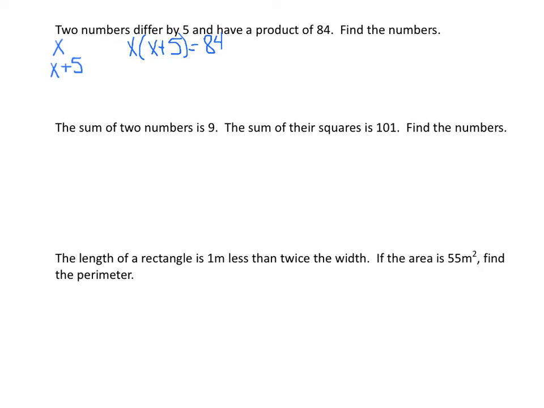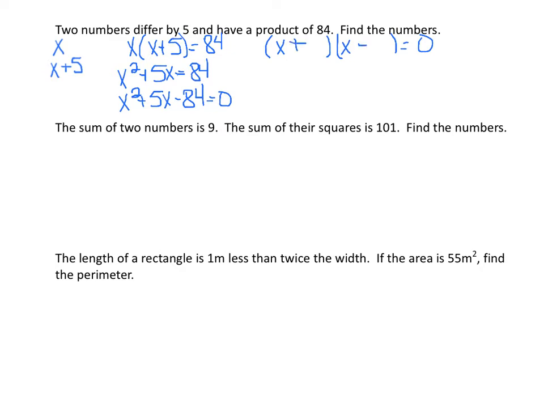So what I have to do is expand this. And then remember, I want it set equal to 0. So now I have to factor. That minus 84 tells me I have a plus and a minus. Factors of 84 I would think of are 12 and 7. If 12 is the larger number and 7 is the negative, then they will add up to equal 5. So this means that x plus 12 has to equal 0, or x minus 7 has to equal 0. So x can be negative 12, or x can be positive 7.